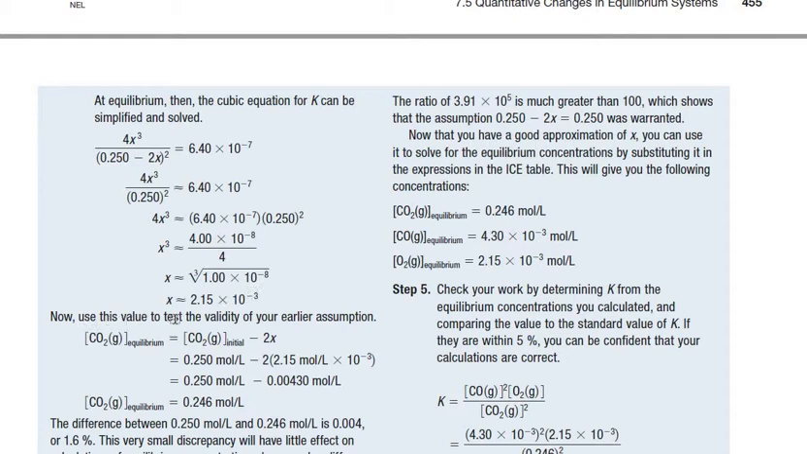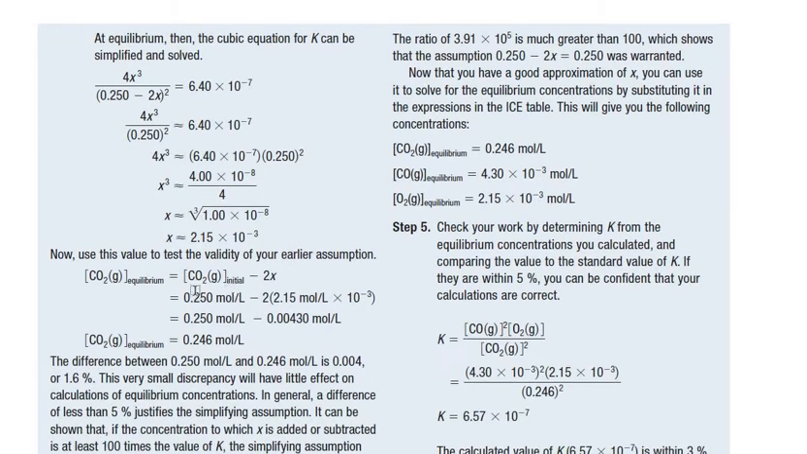Now we need to use this value to test the validity of our earlier assumption. When we sub it here, originally, before approximation, we had CO2 at equilibrium equals CO2 at initial minus 2x.